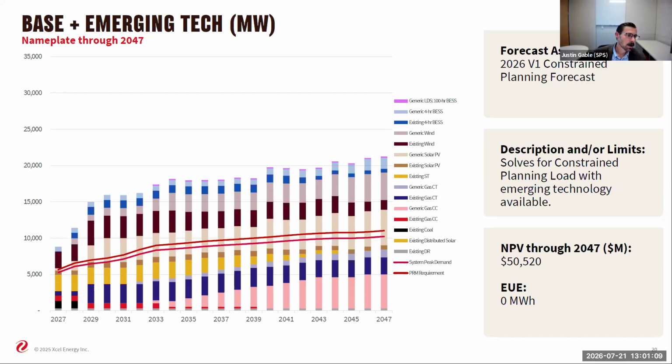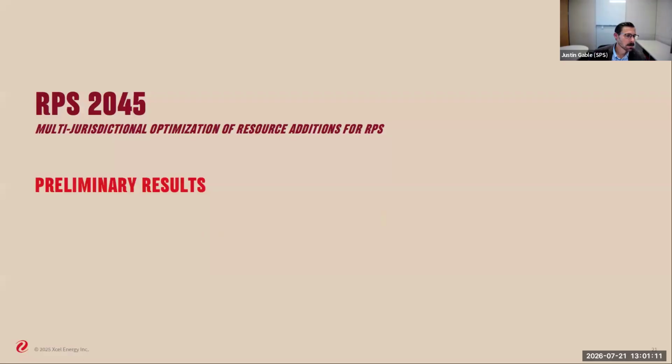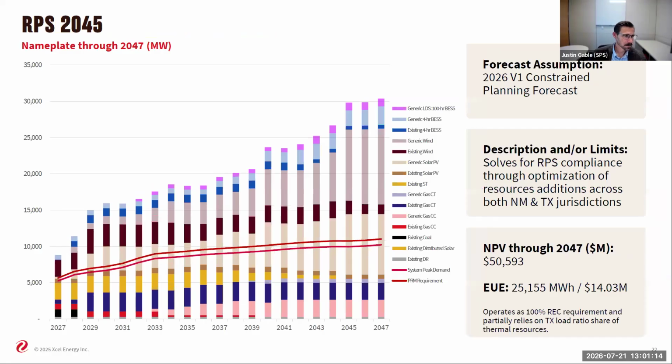Now, we'll jump into our RPS 2045 scenarios here. So you can see slide 22. This is our RPS 2045, and you can see with the descriptions and or limits box over here, it says solves RPS compliance through optimization of resource additions across both New Mexico and Texas jurisdiction. What that means is that we did it in one capacity expansion where we add the New Mexico constraint and optimize the entire system.